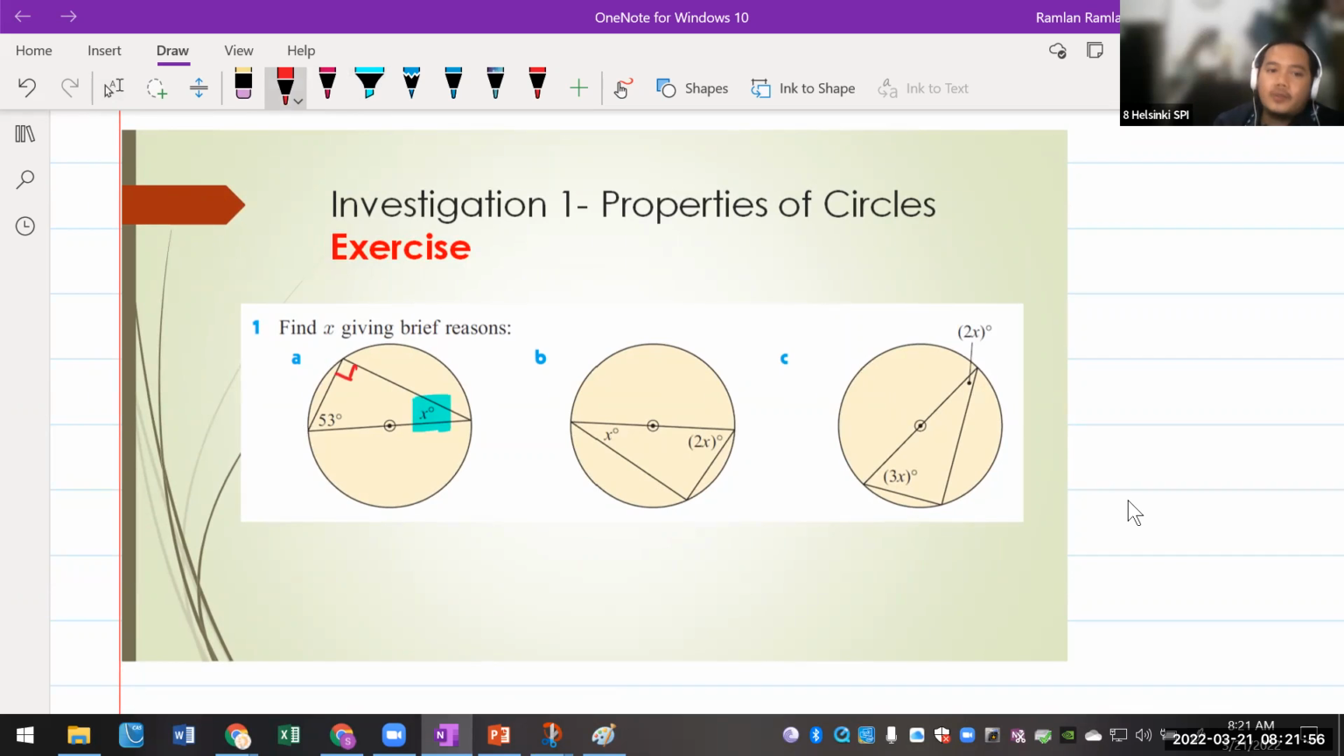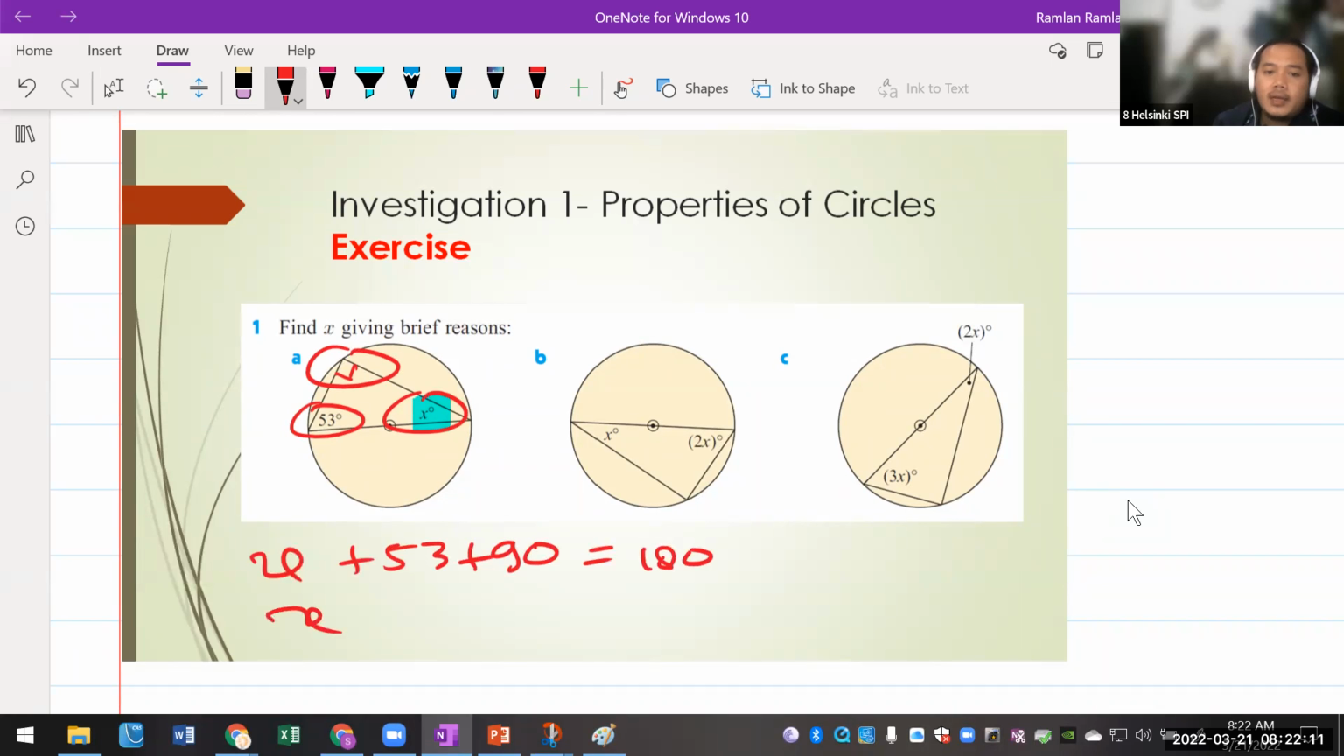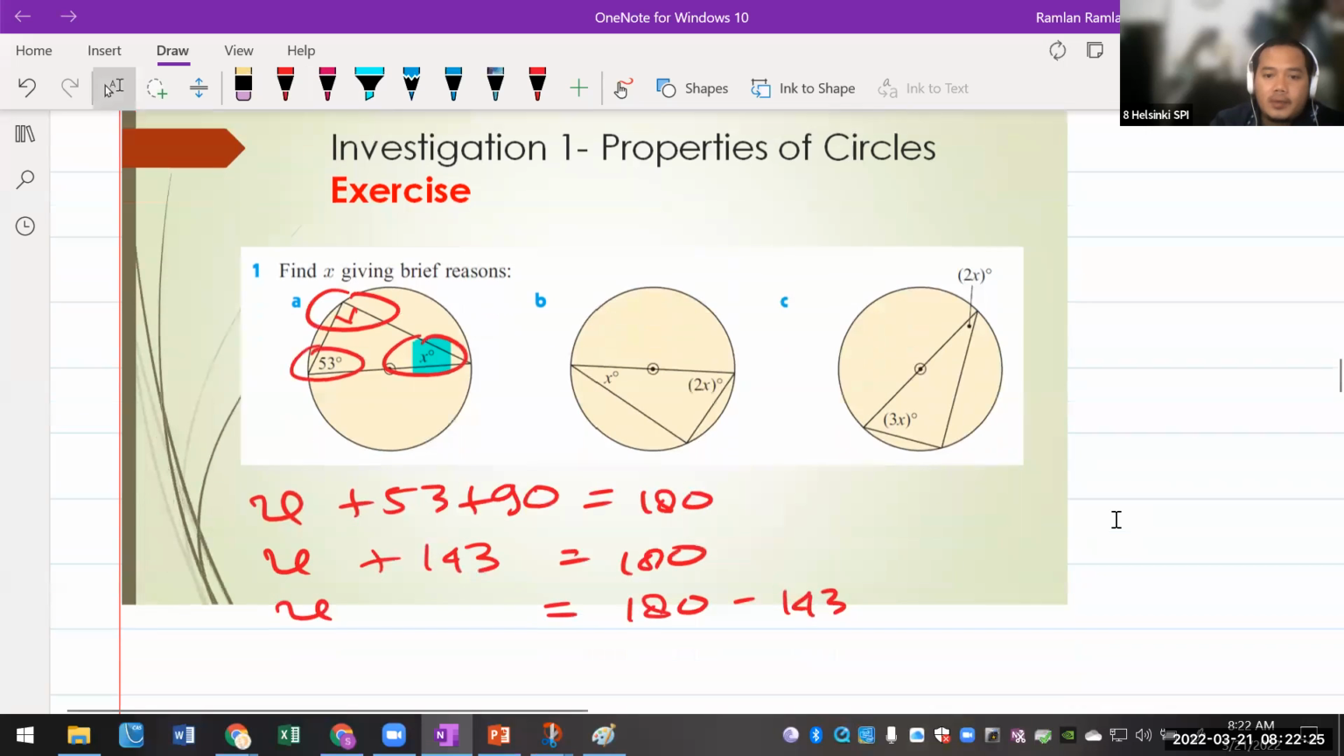So for number 1a, we can make an equation. Let's say I have x, add that with 53, and then add that with this 90, that is going to be 180 degrees. So 90 plus 53 is going to be 143 equals 180. So the last one is x, subtract both sides by 143. So that will be 37.